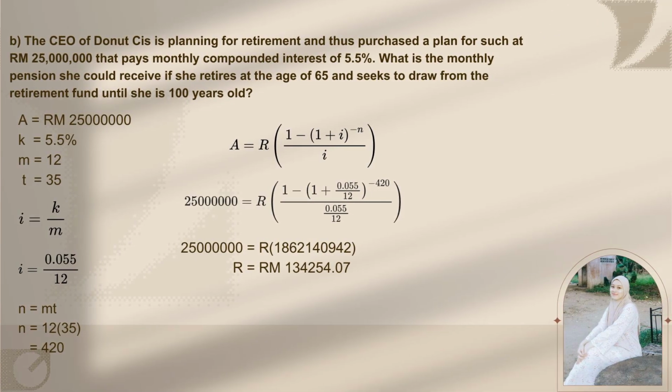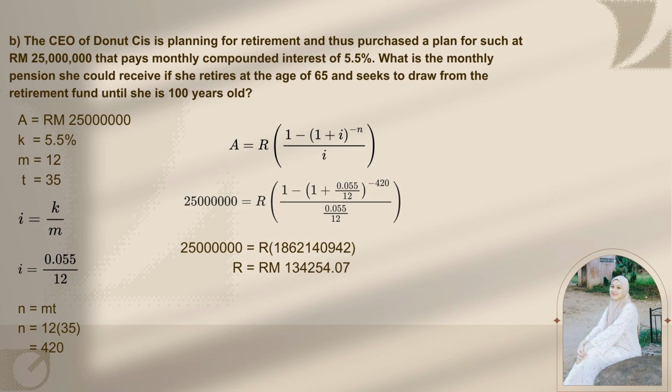B. The CEO of Donut Cheese is planning for retirement and thus purchases a plan for it at 25 million ringgit that pays monthly compounded interest of 5.5%. What is the monthly pension she could receive if she retires at the age of 65 and seeks to draw from the retirement fund until she is 100 years old?